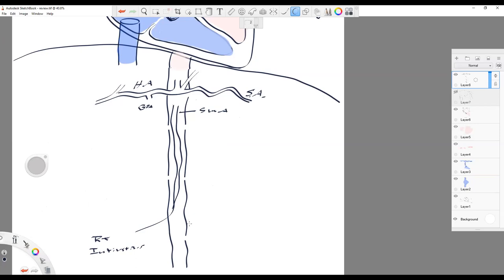Since we're talking SMA, we'll skip down to here, and a lot of you have found the IMA, and of course that goes off to this side, and that feeds the left intestines. The left side of the intestines are fed by the IMA.